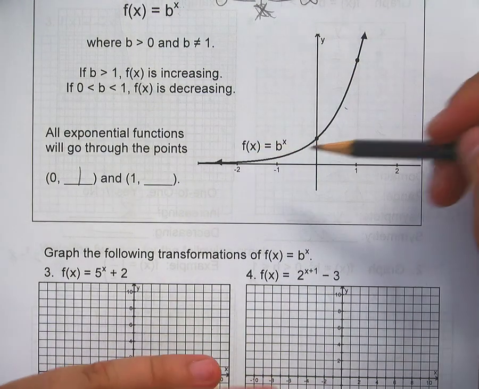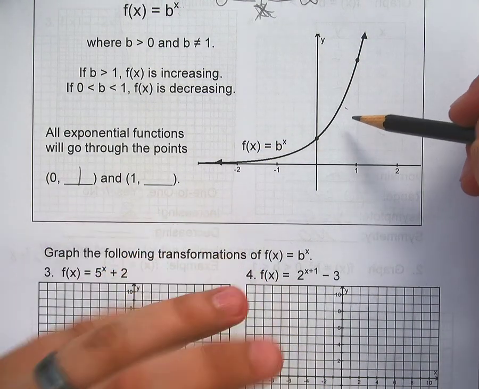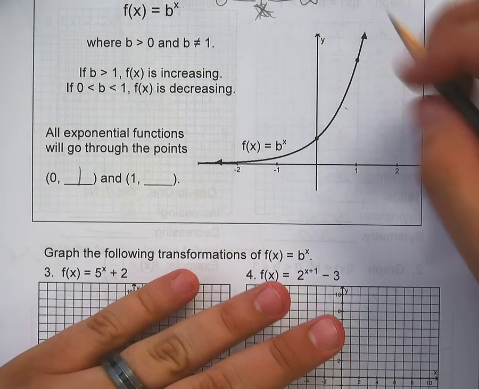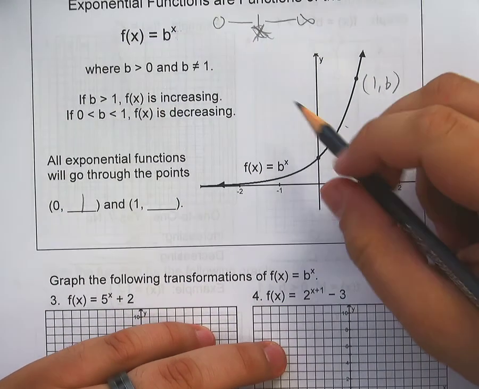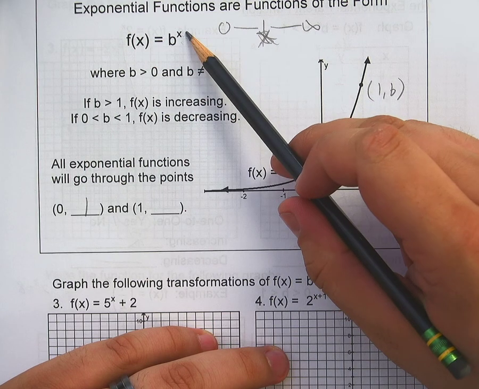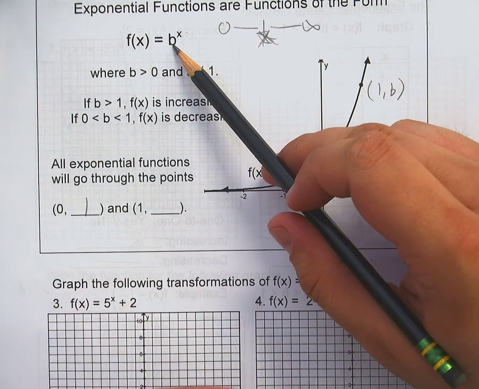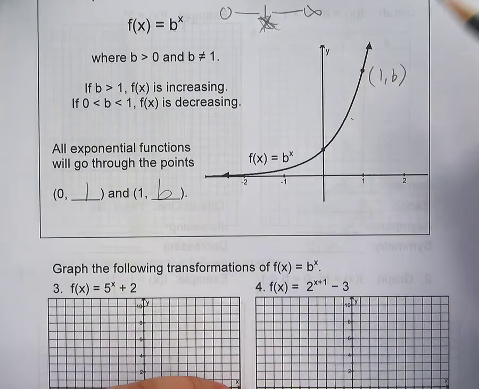But there's one other point that they share. It's not the same, but they do share the value b as well. In other words, if you plug a 1 in for x, you're going to get whatever b is. (1, b).